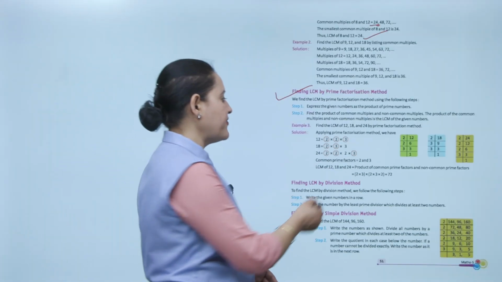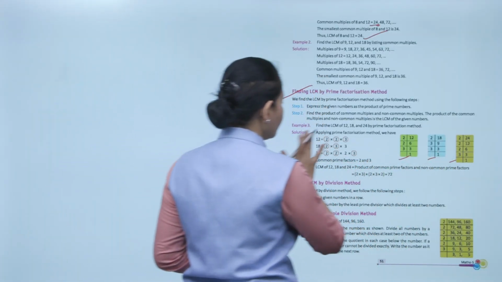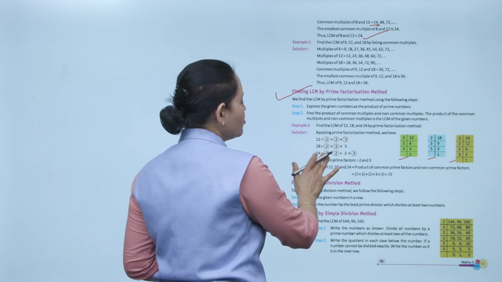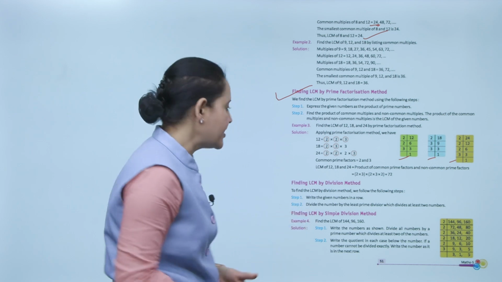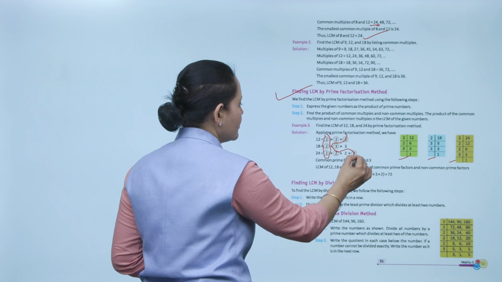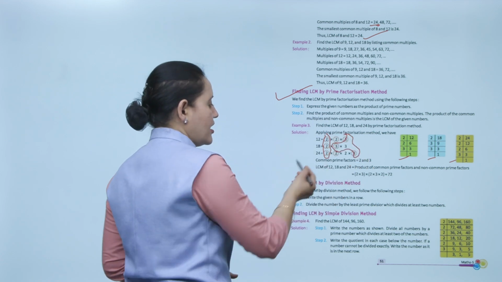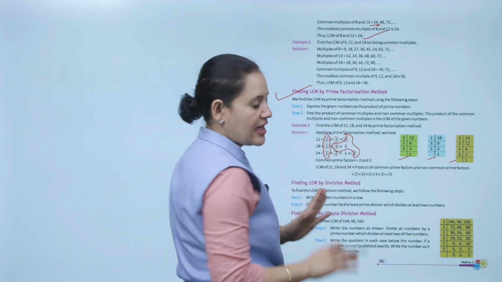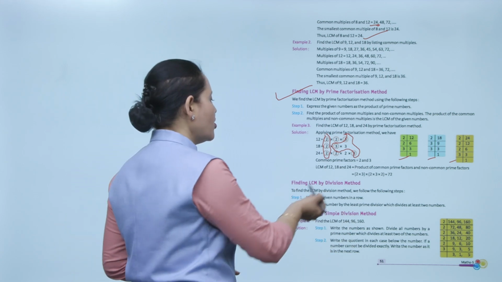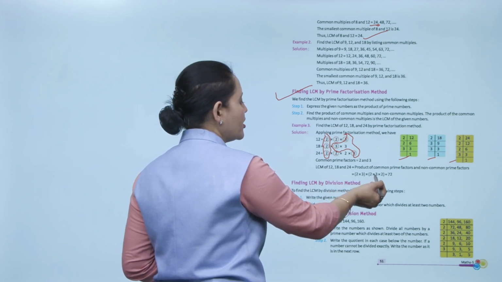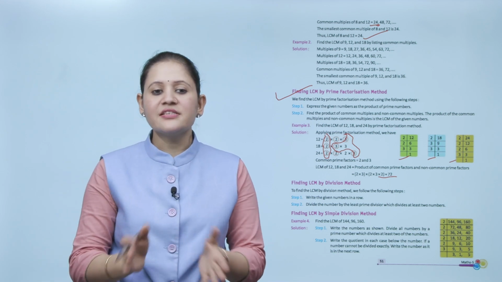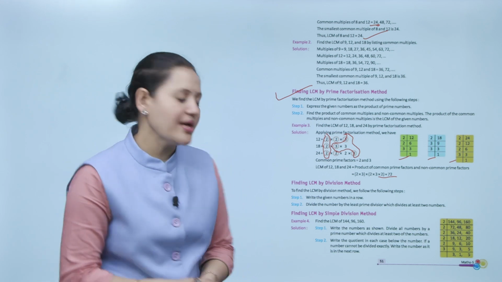So first we will do the prime factorization of the given numbers. So 12 will be 2 into 2 into 3, 18 is 2 into 3 into 3, 24 is 2 into 2 into 2 into 3. So common factors are 2 and 3. LCM of 12, 18 and 24 is equal to the product of common factors and non-common prime factors. So common will be 2 into 3, non-common 2 into 3 into 2. So that is equal to 72. That is the LCM. Next is finding LCM by division method.